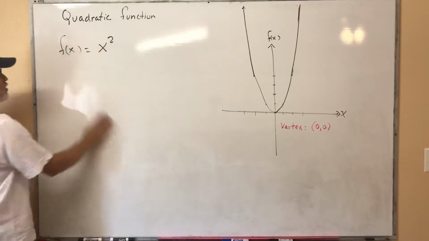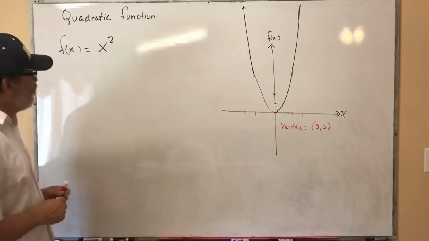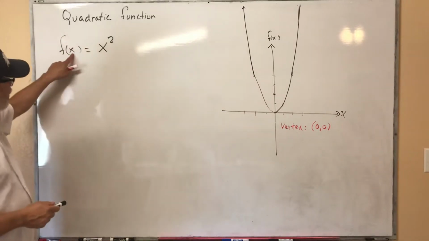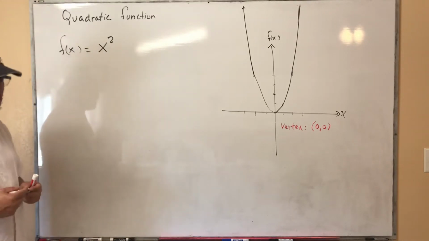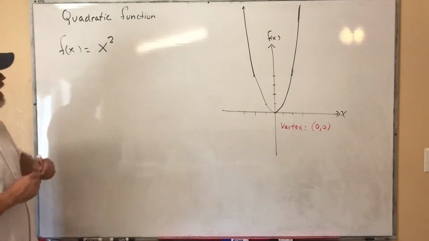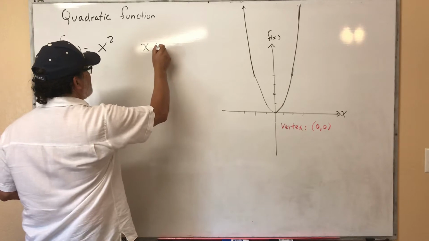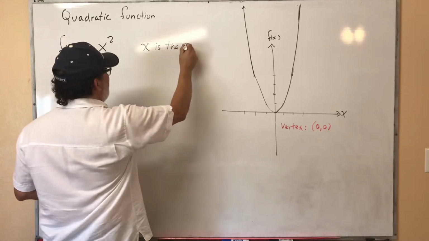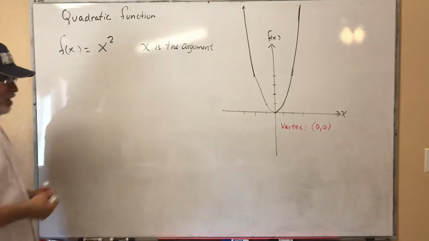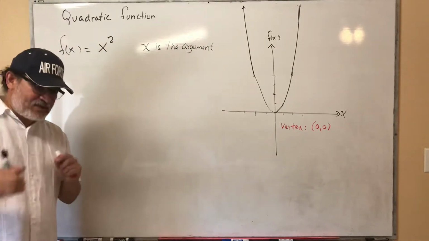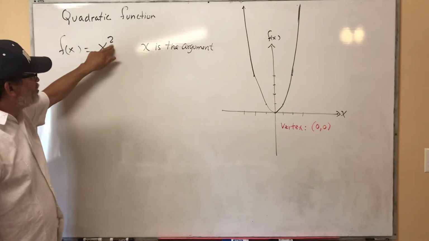So, we have f of x. Here x is being squared, x I call the argument. And so x is the argument. Watch what happens when I take the argument. Here the argument is being squared.